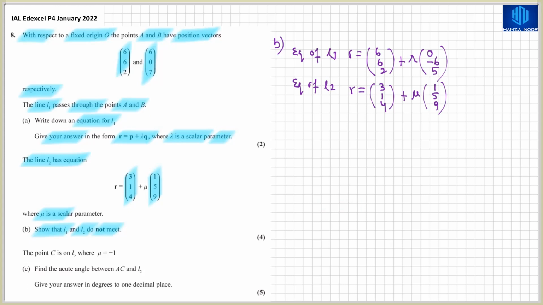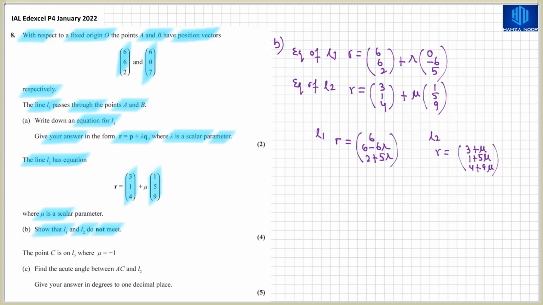First of all, I'm going to write the equations in expanded form. For L1, r has I component 6, J component 6 minus 6λ, and K component 2 plus 5λ. And for the line L2, r has I component 3 plus μ, J component 1 plus 5μ, and K component 4 plus 9μ.